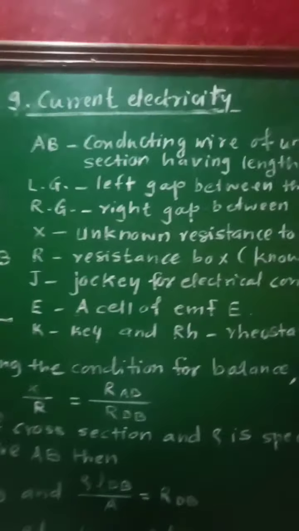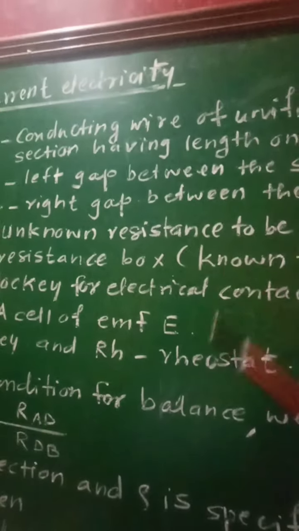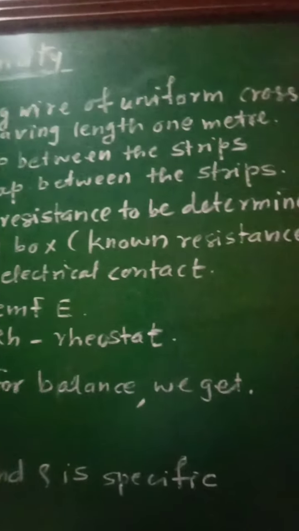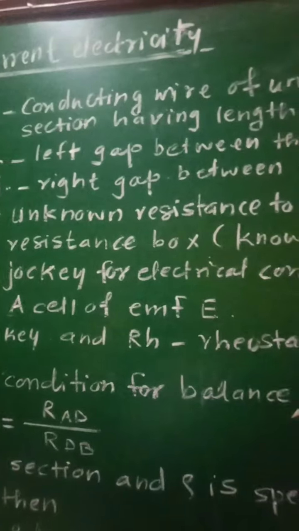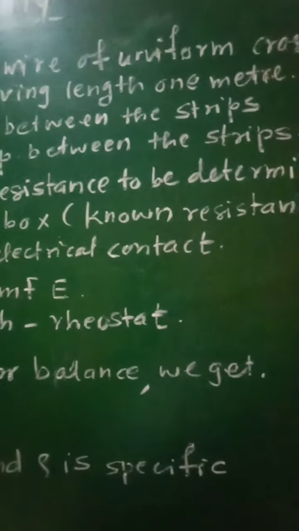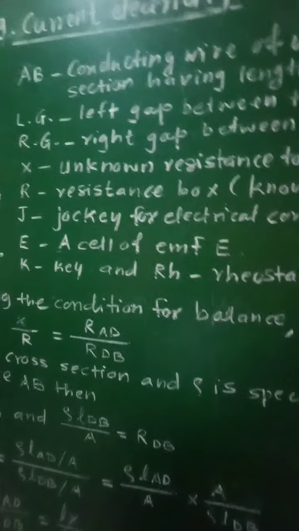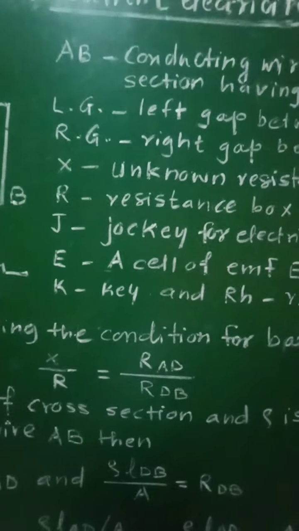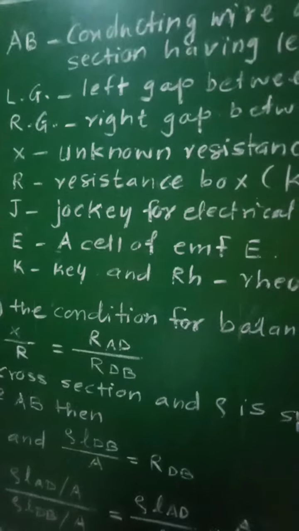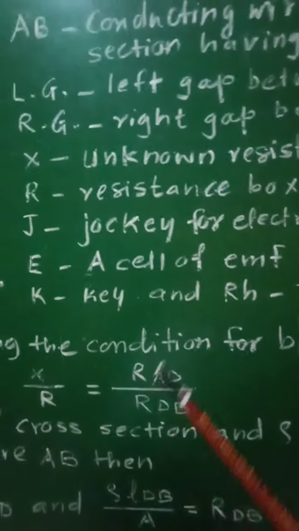So in the construction, AB represents the conducting wire of uniform cross section having its length equal to 1 meter. Now the length of the wire is 1 meter and it is based on the principle of Wheatstone's bridge. That's why it is called a meter bridge.